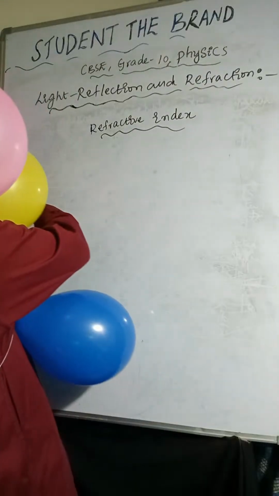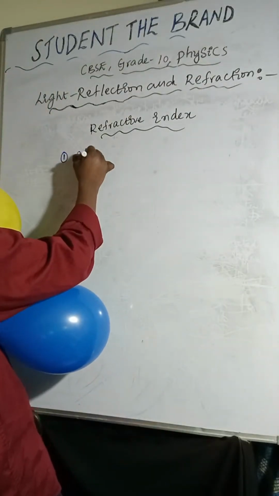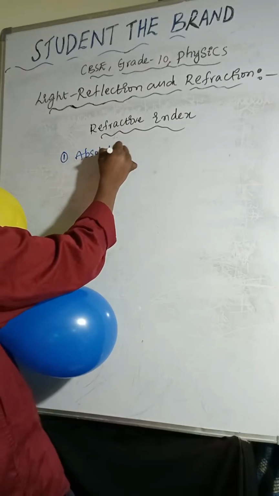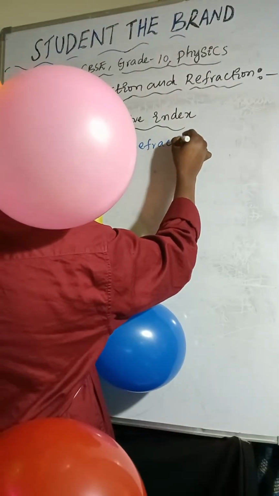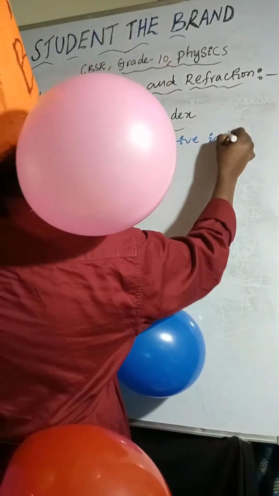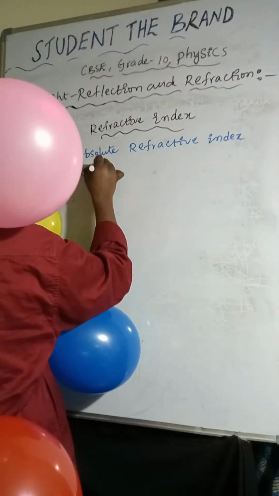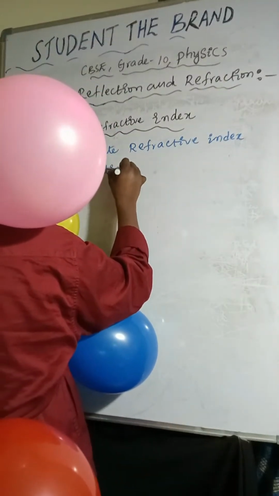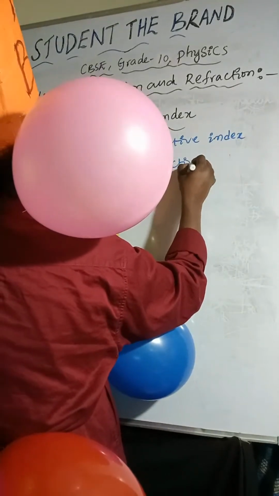So here there are two types of refractive index. One is absolute refractive index, and the second one is relative refractive index.